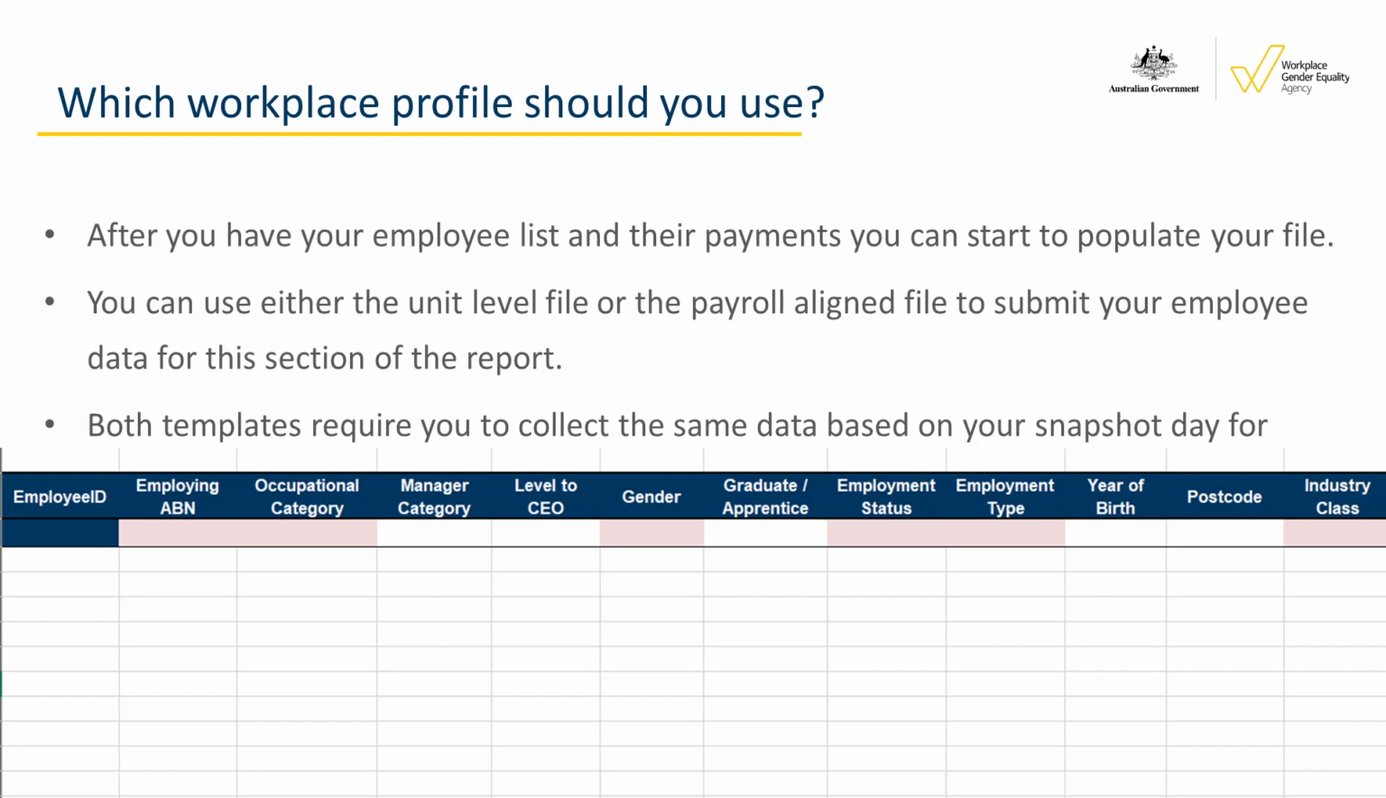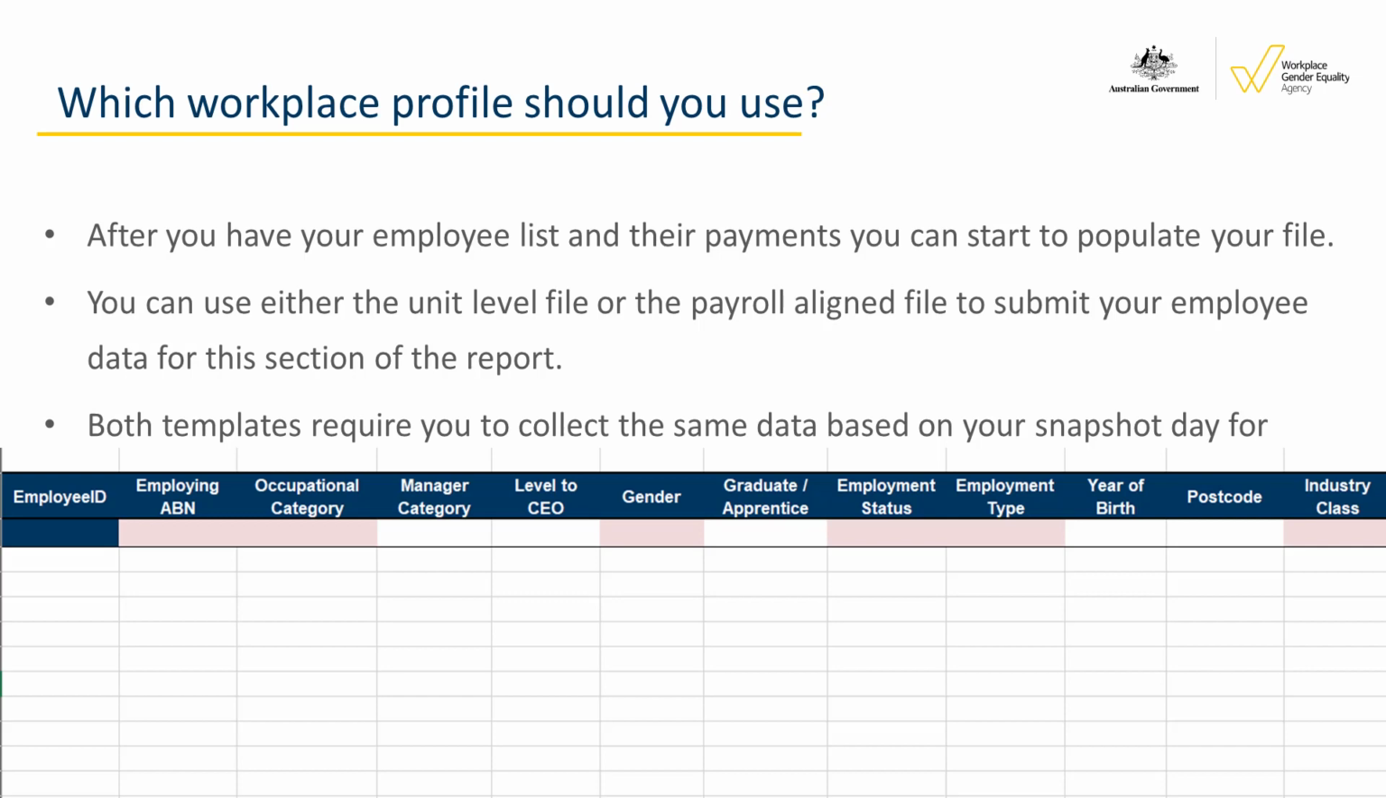The columns that you see on the screen are common to both files. They are the employee ID, which is a field that's not collected by our agency. It is used by you to keep track and identify which row is which employee. The employing ABN of the organisation where the employee works. Occupational category, which is a 4-digit occupational code, and you can find a list of occupational codes on a tab in the profile. Manager category, this is for managers only, and you can find a list of manager abbreviations to use on the explanation tab of the profile.